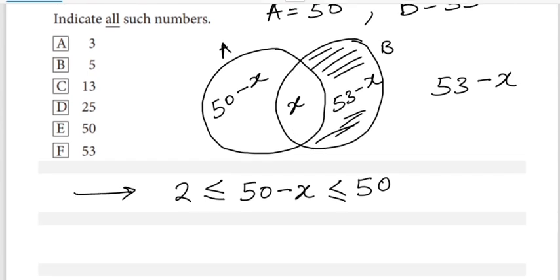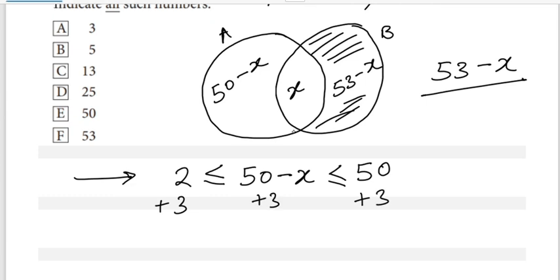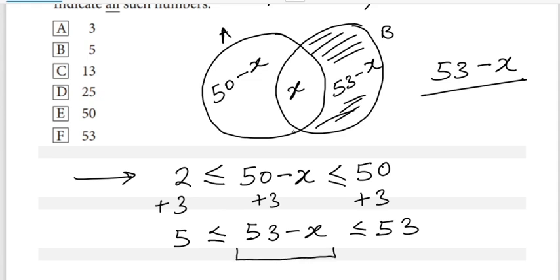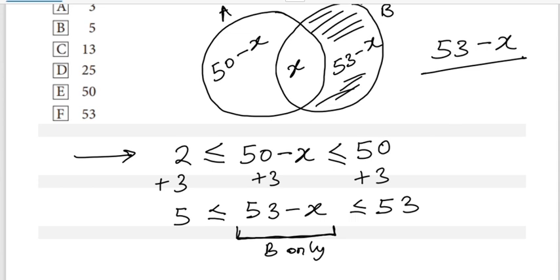If we add 3 to each side, we are going to get 53 minus X, and that will give us what we're looking for. So we can add 3 here, add 3, and add 3. And this will simply be 5 is less or equals to 53 minus X, less or equals to 53. So now we have what we are looking for, which is B only, right? So what this means is that it can only range from 5 to 53. So it can be 5 or more and then be 53 or less.